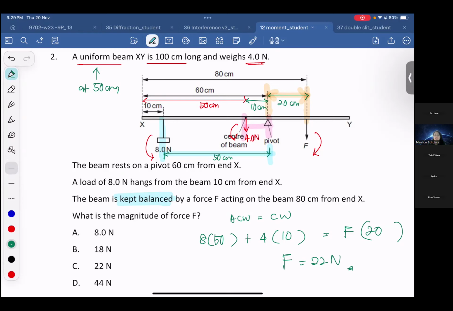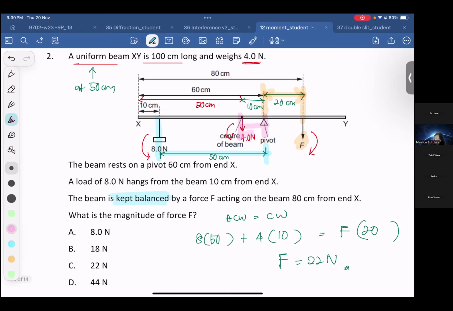Second, they didn't give you the distance directly. They need you to use a mathematical way to find it. But the most important is from the force until the pivot. From the force until the pivot. Here, I'm using a different color. Can you see that? Differentiate it out. So this one is 4 Newton, then this one is 8 Newton. Is that clear? Okay, done?